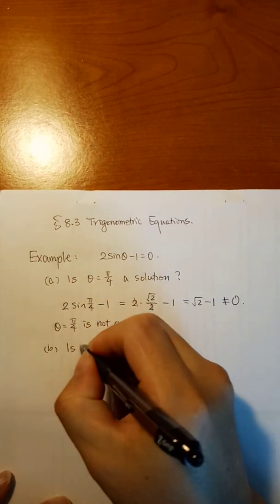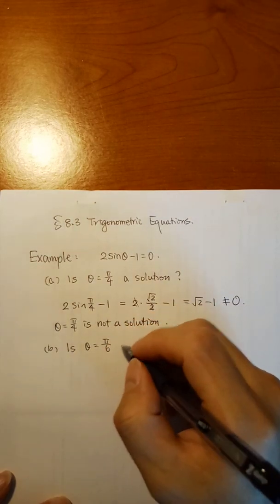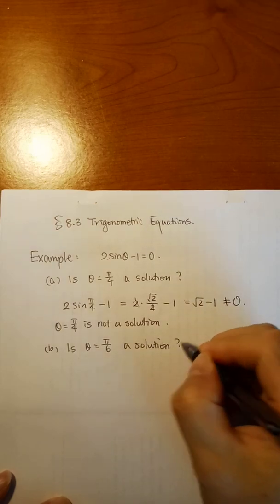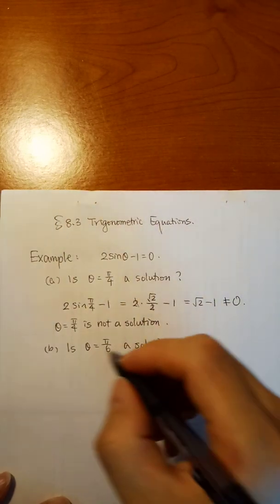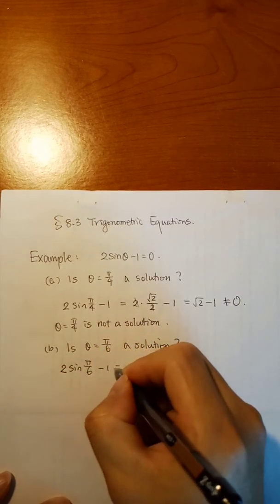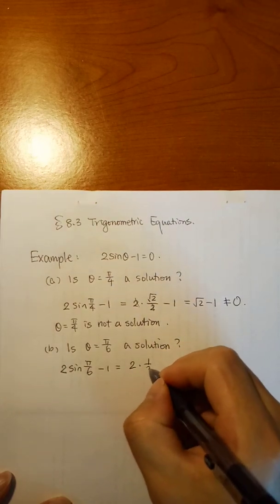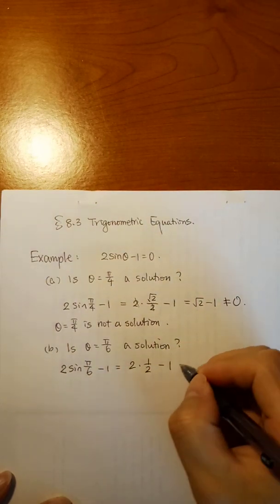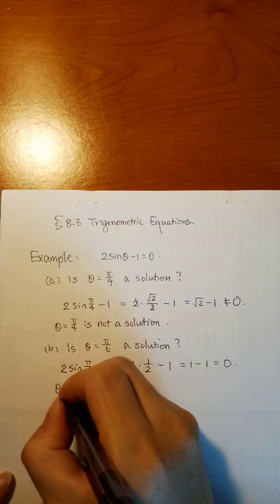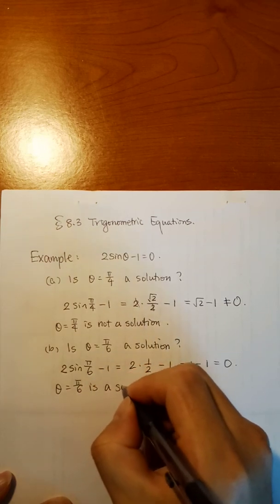Then second, we will give you a right answer. Is theta equal to pi over 6 a solution? You repeat this process, and recall that sine pi over 6 is 1/2. 2 times 1/2 is 1, and 1 minus 1 is 0. So we can claim theta equal to pi over 6 is a solution.